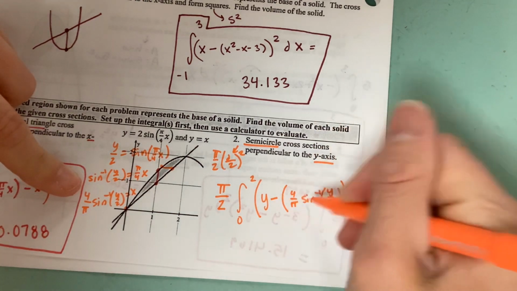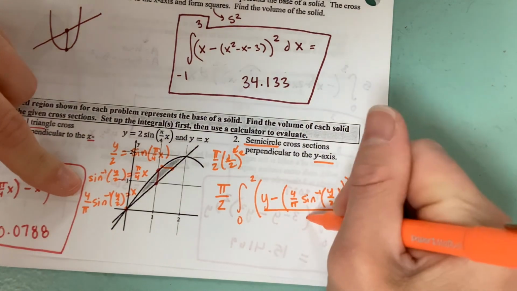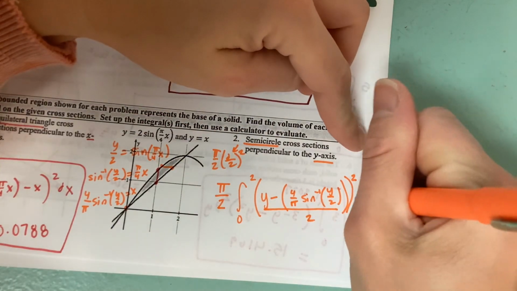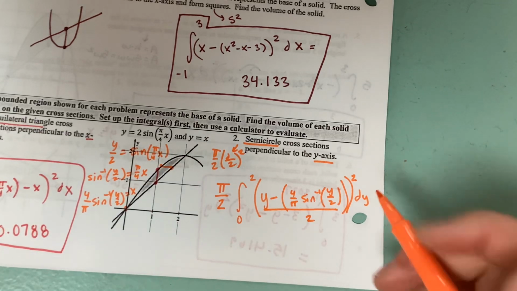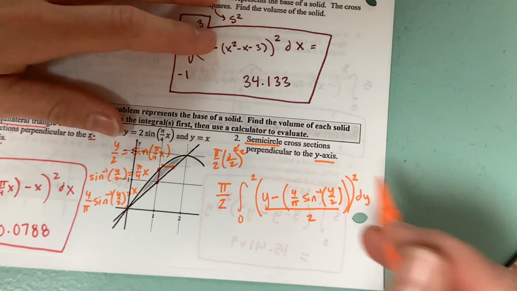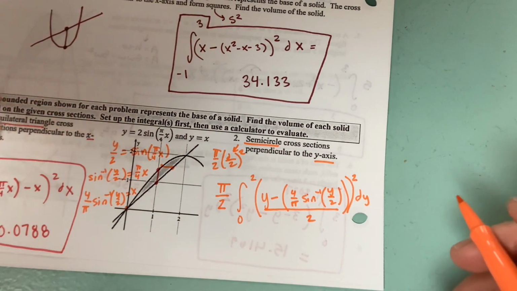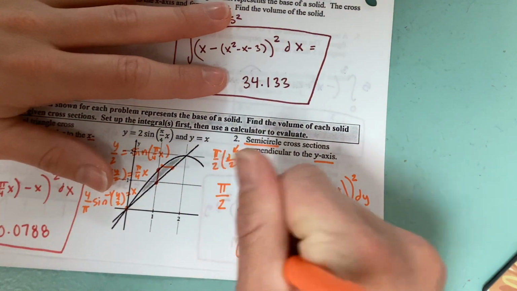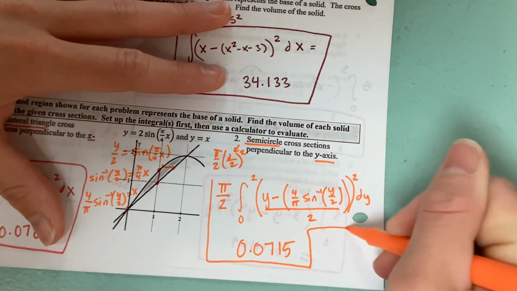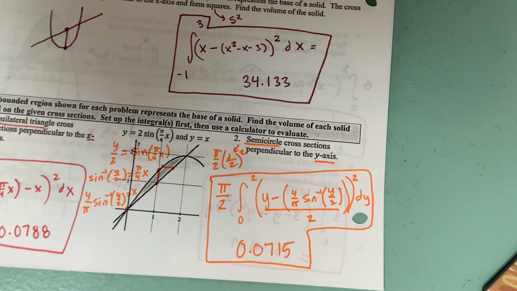Let's see. Close, close. And it's being squared. Don't forget to divide all of that by 2, and dy. All right, so don't forget all of this is in the squared. This whole fraction here is in that squared. So when you're typing it in, make sure it is all inside the parentheses. And you get, wow, go around that circle, 0.0715.